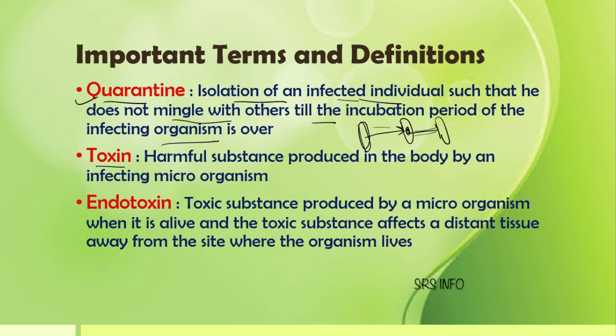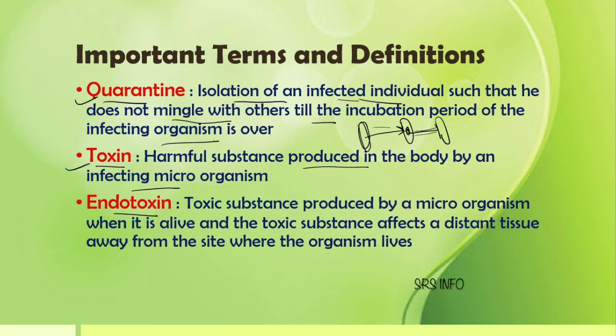Toxin. What is a toxin? If any person is infected with an infectious agent, then there is a possibility of producing a harmful substance within the body, and there is a possibility of spreading this toxin to other persons through saliva or other body fluids. This harmful substance we can call a toxin.